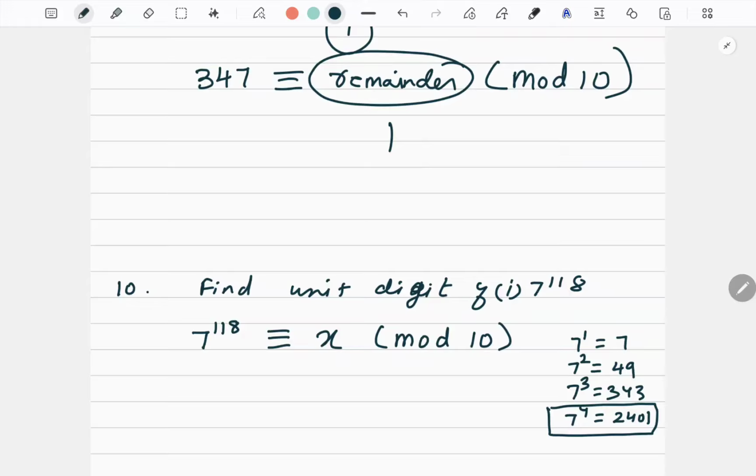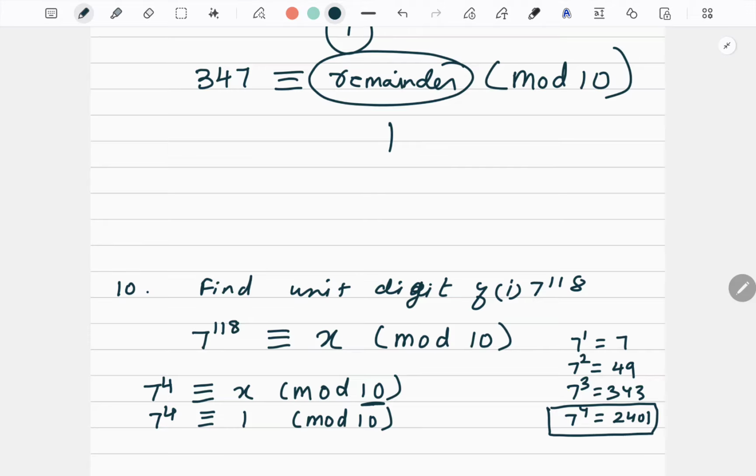The last digit is 1. It means when I divide it by 10, the remainder will be 1. So keeping that in mind, I will start with 7 to the power 4 congruent x mod 10. Now tell me what will be the value of x? Obviously 1, because when you divide 7 to the power 4, that is 2401, by 10, the remainder is 1. Correct. So 7 to the power 4 is congruent to 1 mod 10. Now this equation I can raise to any power, because 1 to the power anything is 1 only.